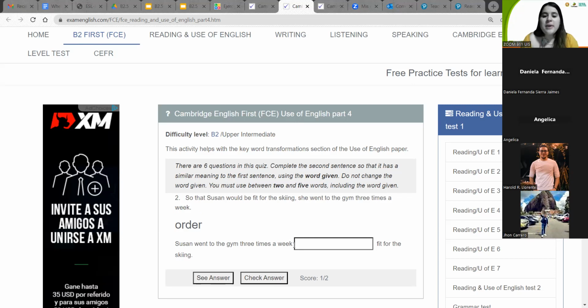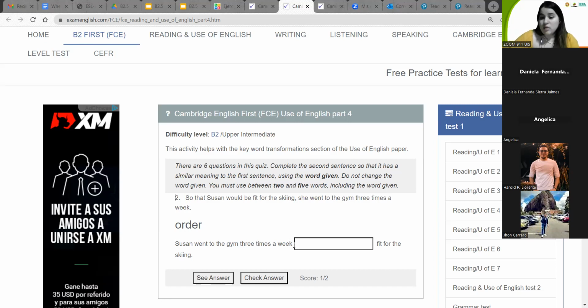So that Susan will be fit for the king, she went to the gym 3 times a week. You have to use the word order. Susan went to the gym 3 times a week. Fit for the king. What would you use here? Susan will be fit for the king. She went to the gym 3 times a week, and you have to use the word order. In order to fit?